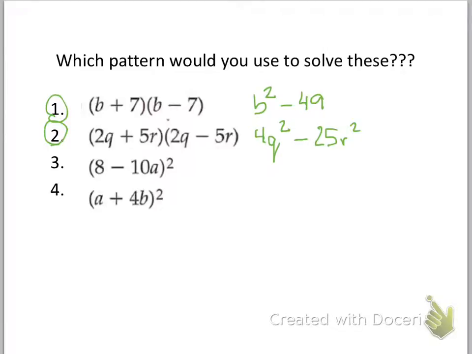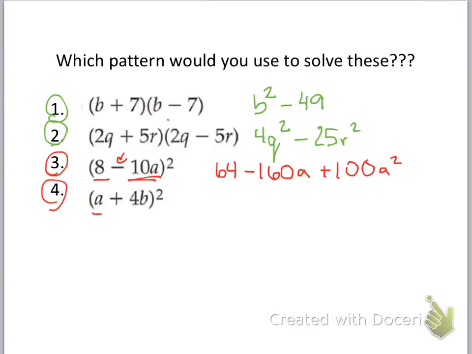Numbers 3 and 4 are like the ones we did yesterday. So remember, you take the first number and square it. Then you take the first number times the second number, which would be 80A, and you multiply it by 2, so that gives me 160A. And that middle term is subtraction because of that subtraction sign. And then you take the second number and you square it.